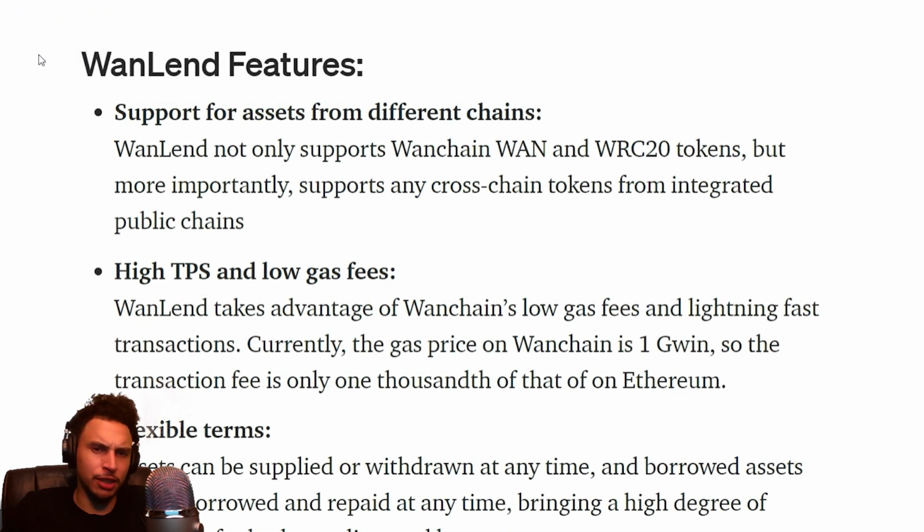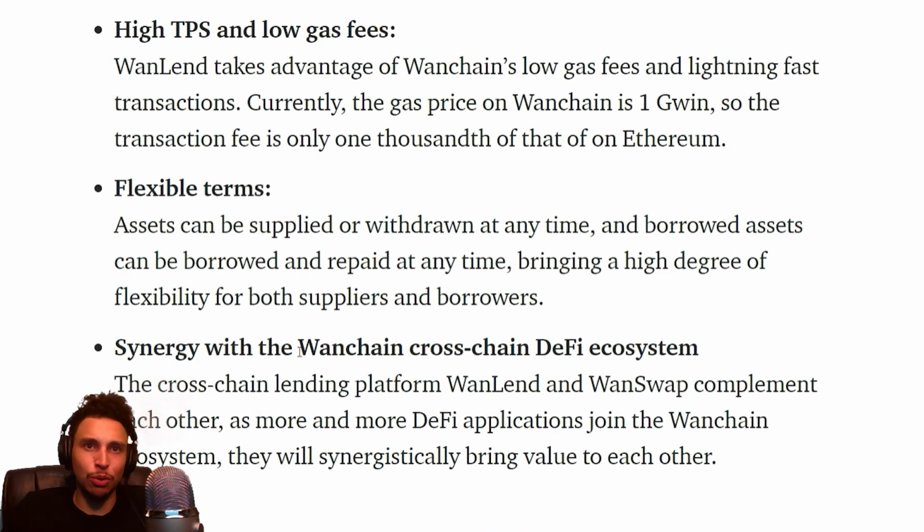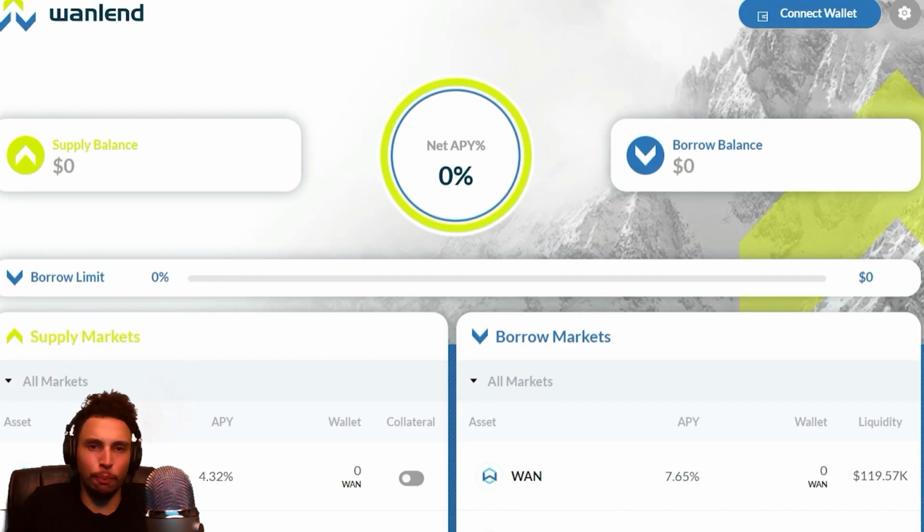Dub Digital, give it to me straight. What are the features of WanLend? It supports assets from different chains, low gas fees, flexible terms, and a synergy with Wanchain cross-chain DeFi ecosystem. Don't look at WanLend like a singular protocol. You know that Wanchain is aiming to be a decentralized cross-chain bank. They've already implemented WanSwap, which is a decentralized cross-chain DEX. It's gonna make more and more sense for liquidity to find a home here, just because you can do damn near anything within it. That's some big picture thinking.